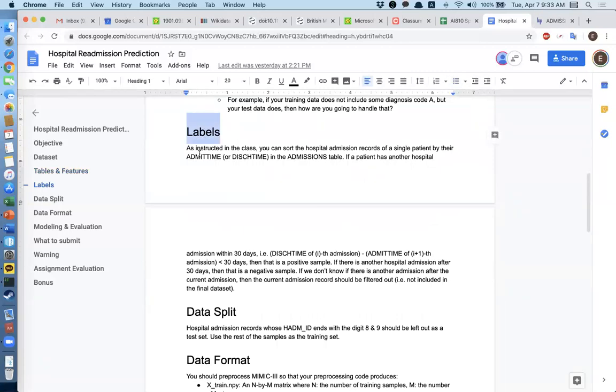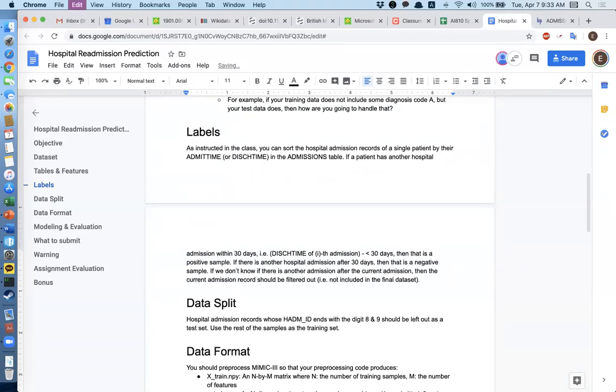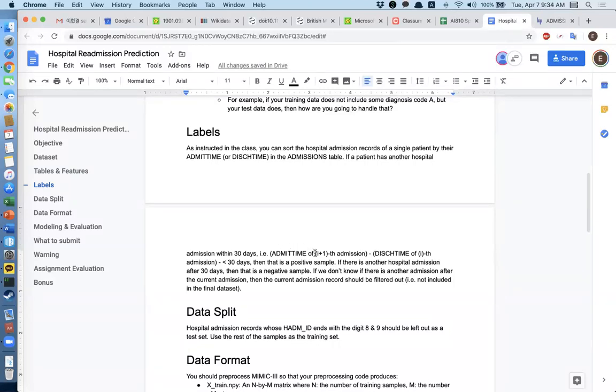All right, labels. It's the same thing. You sort your admission records by their admission time, or it could be discharge time, doesn't matter. Just sort them in temporal order. To calculate the 30-day criteria, you need to extract the discharge time of the ith admission and the admission time of the next admission. Oh, actually the order should be reversed here. My mistake. Like this, because this comes after, so the value here will be larger than the value here. If that is less than 30 days, then that is a positive example.